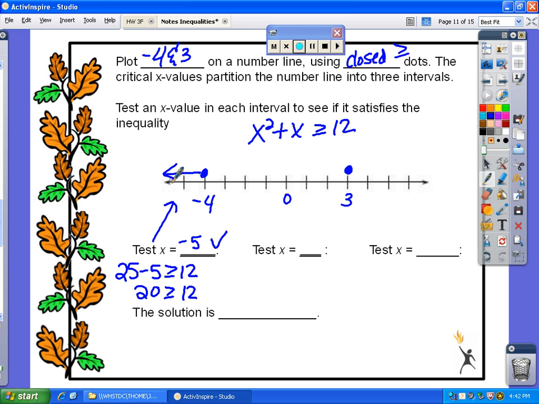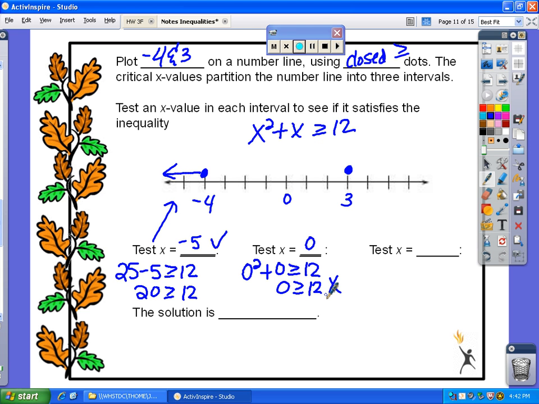All right, test 0. That's an easy one to test. You don't have to use 0. You can do -1, you can do +1, but 0 is an easy one. Plug it into the original equation. Is 0 greater than or equal to 12? No, that's false, so we're not going to graph it.